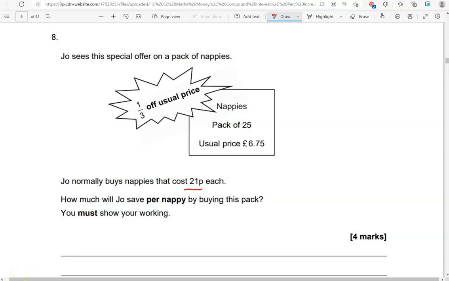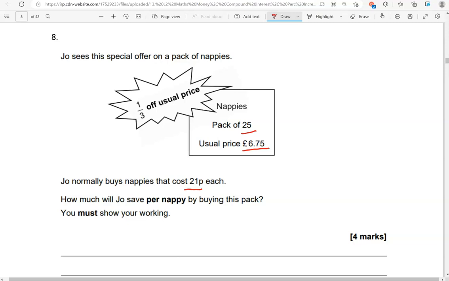Okay, so we could do this in different ways. This is the usual price. If we divide it by 25, it can give us the usual price per nappy, and then we can take 1/3 off. Or we can work out 1/3 off the usual price, which is £6.75 for the whole pack, and then divide it by 25, and then compare it to the 21 pence. So whichever way we go about it is absolutely fine. I'm just going to go with the first one.